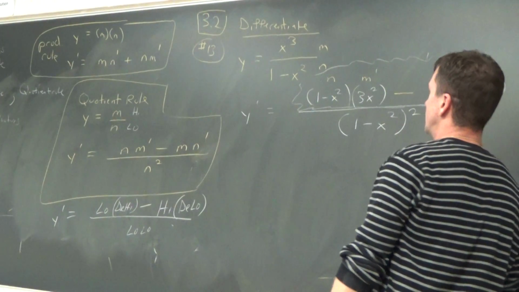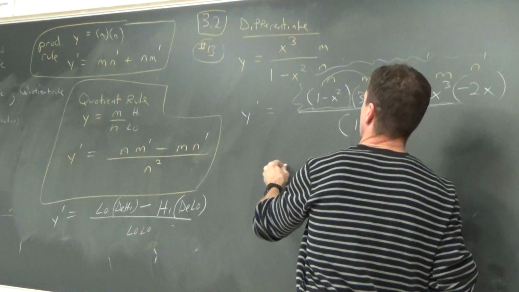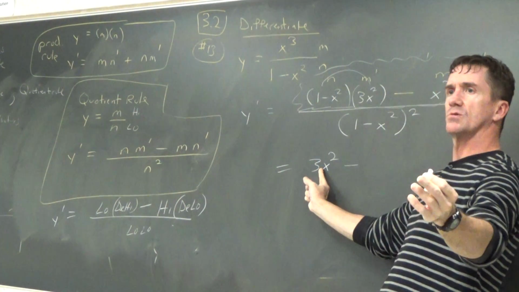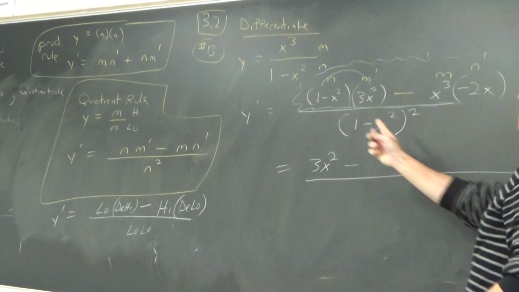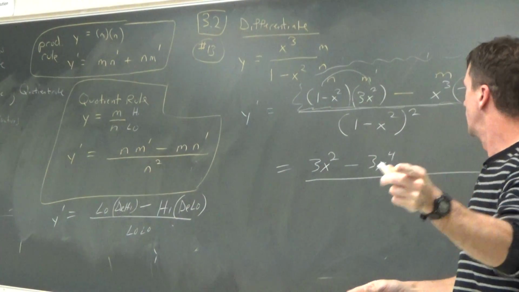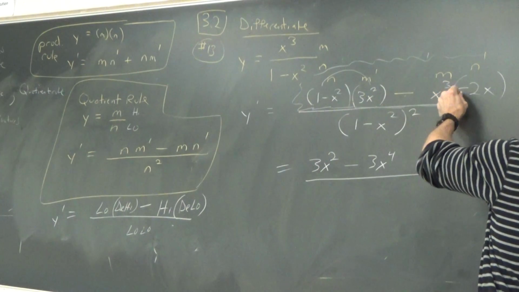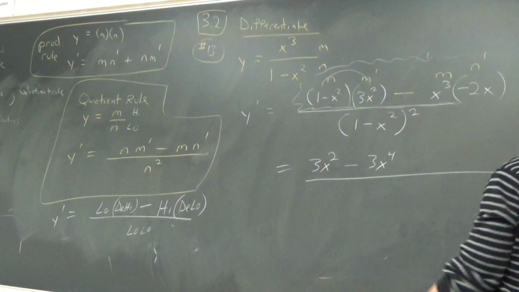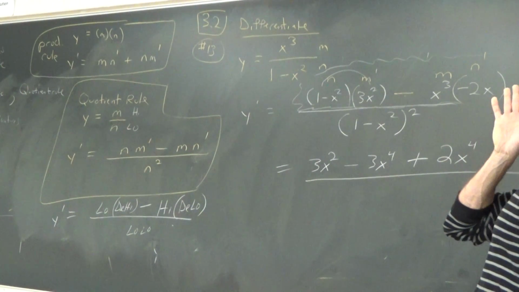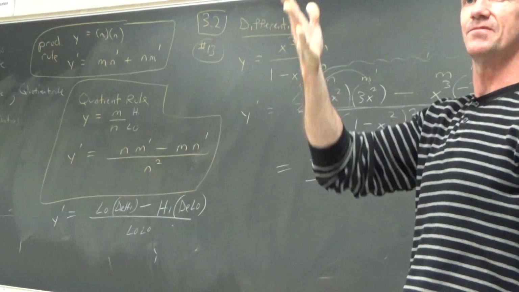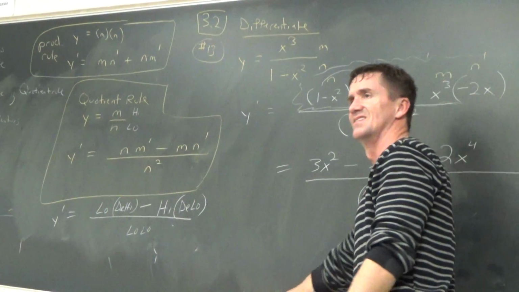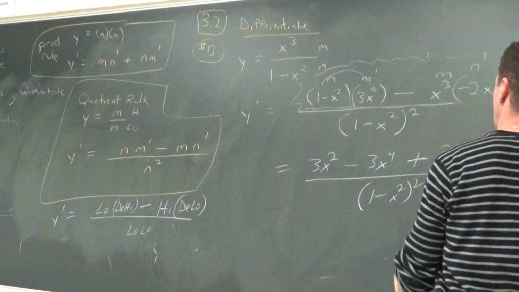Distributive property, be careful. What's that times that? 3x squared minus 3x to the 4th. So 3x squared times 1 is 3x squared. Negative x squared times 3x squared is a negative 3x to the 4th. Very good. Plus 2x, I see a minus and a negative, so it's going to become a plus. 2x to the what power? 4. And do you see like terms in the numerator? You're going to want to simplify that. But the bottom, don't FOIL it. What's that? 1 minus x squared, squared. Do not FOIL that thing out, ever.